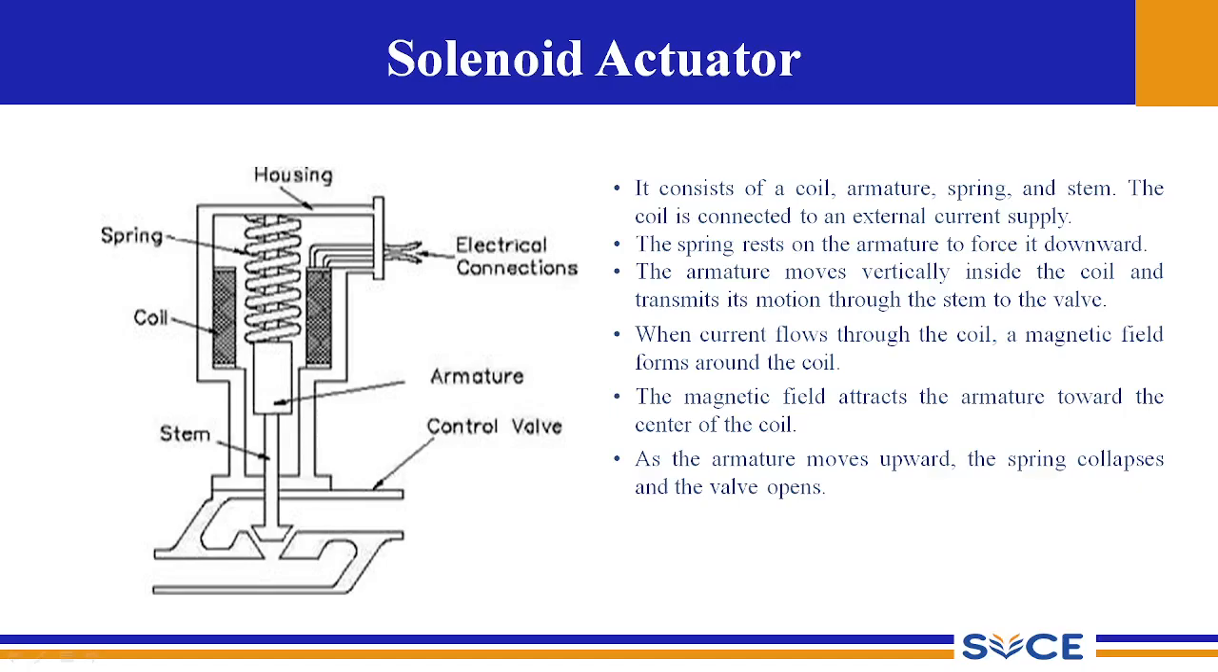So when the current is flowing through the coil, it will generate a magnetic field formed around the coil. So the magnetic field will attract the armature towards the center of the coil. So as the armature moves upwards, the spring will collapse and the valve will open. So this is, by means of electrical connections, we are generating a magnetic field. So depending upon the strength of the magnetic field, the armature will be attracted towards the center of the coil.